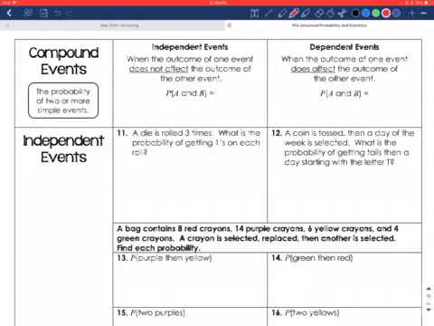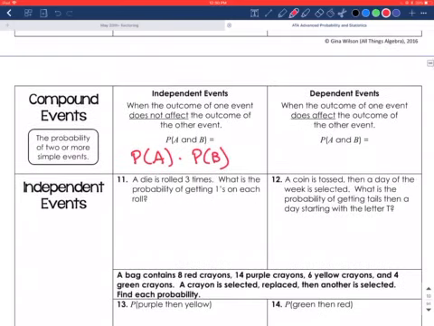So, compound event. This is 2 or more events, and they can either be independent or dependent. So, independent is when the outcome of one event does not affect the outcome of another. But then dependent is when it does affect it. So, an example of an independent event. Well, what we're going to do with these is we're going to multiply them. Let me go ahead and write that out. An example of this would be rolling a die and tossing a coin, okay? So if I toss a coin and it lands on heads, that has nothing to do with the die. It will not affect the die at all, right?